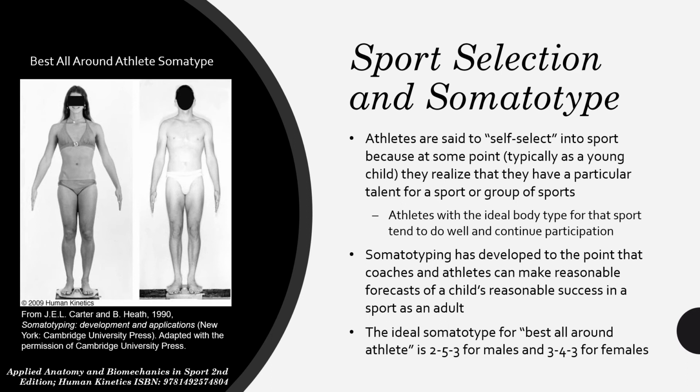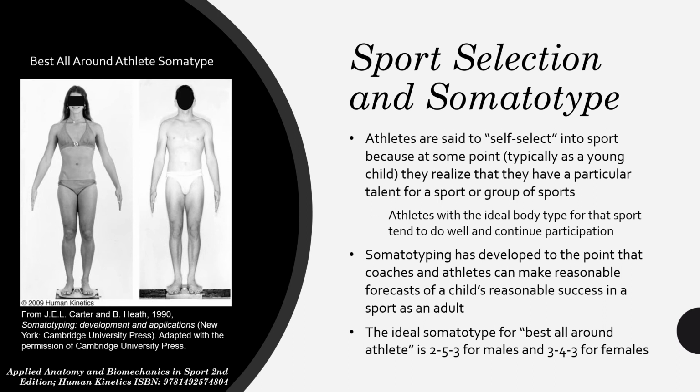Then athletes with the ideal body shape for that sport tend to do well and continue participation. Their body was well suited to the sport, they were having fun, they were doing well, so they keep doing it. However, somatotyping has developed to the point that coaches and athletes may make reasonable forecasts of a child's success in that sport as an adult. We can't fully predict what a child is going to look like somatotype-wise as an adult, but we can make some assumptions.